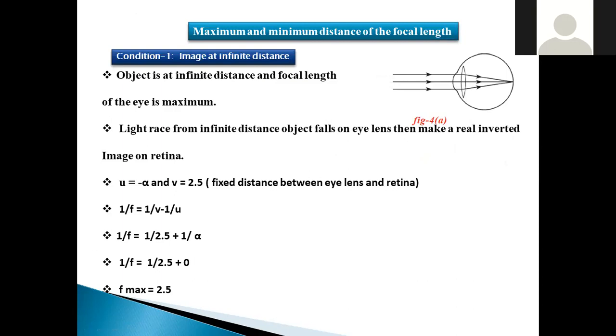Okay, then how can we measure this focal length? What is the empirical formula in order to measure this focal length? So in order to calculate this focal length, we are going with two different conditions. Two different conditions are going to be applied. One is if the object is present at infinite distance, so it is far away from the human eye, at an infinite distance place we are keeping the object, and that object we are going to see now. The object is at infinite distance and the focal length of the eye is maximum. So in the infinite distance case the focal length will be maximum.